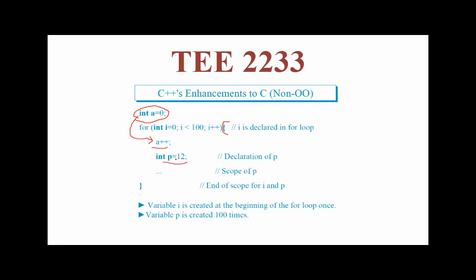Because this p has been defined or declared within the for block, once you get out of the for block, this p no longer exists. It goes out of scope, its memory is deallocated. But a will continue to exist. So the variable i is created at the beginning of the for once. So you are creating i here once. Then p will be created 100 times because it's within the block which will run 100 times due to this section there.